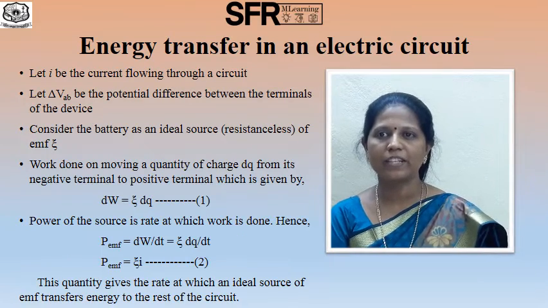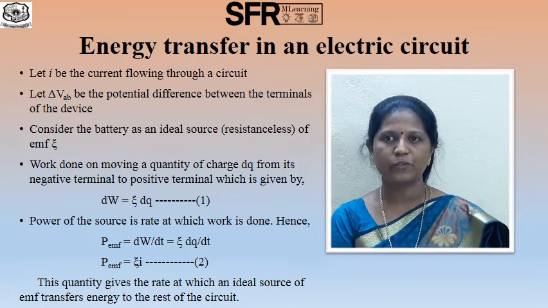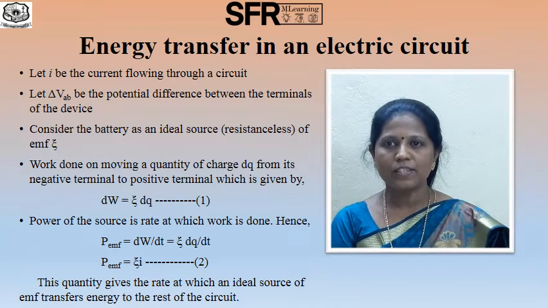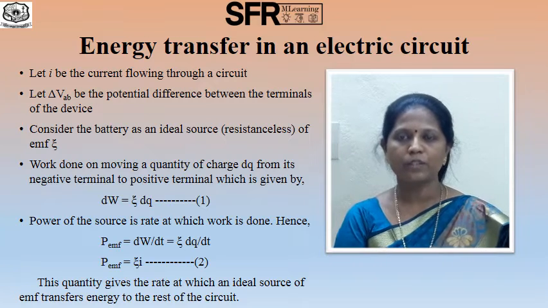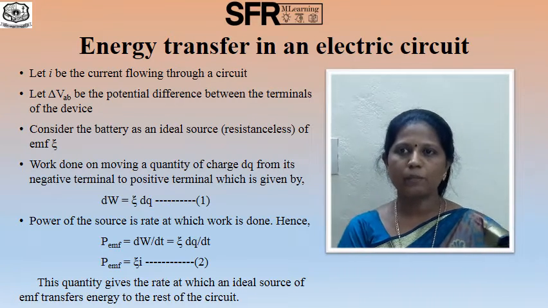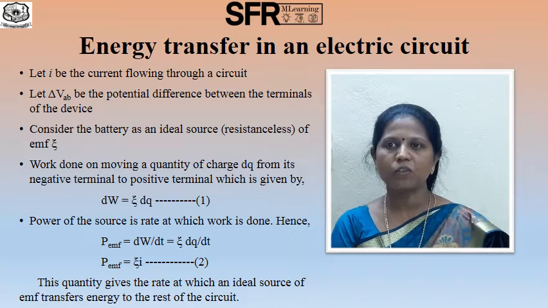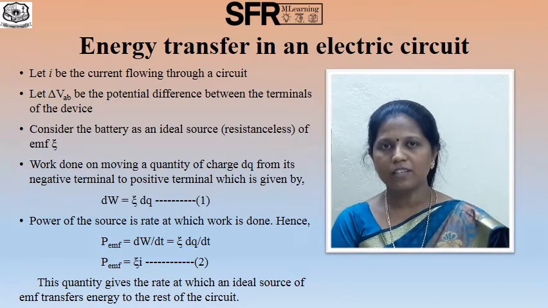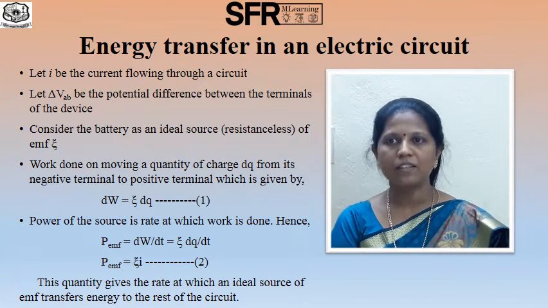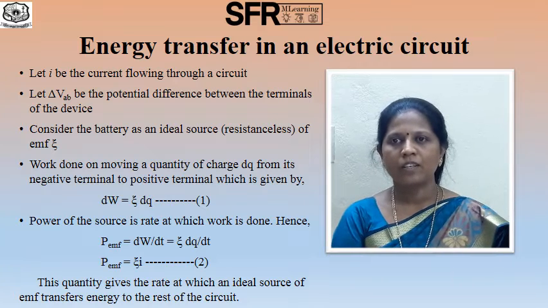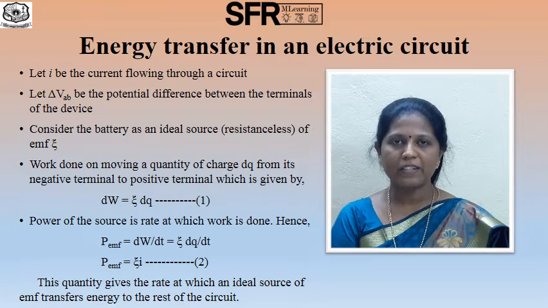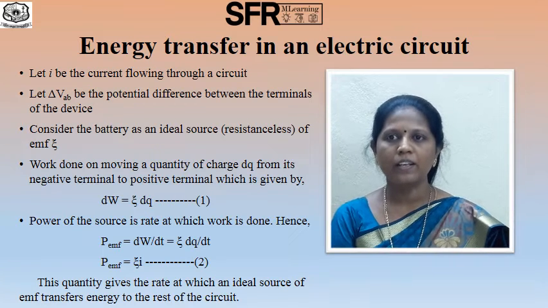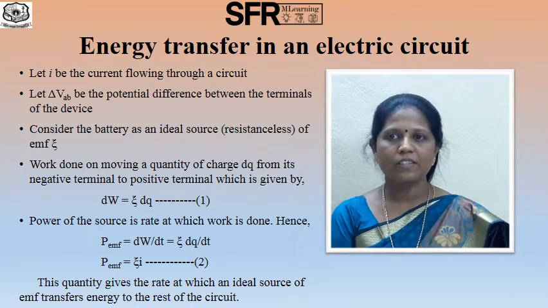Next, let us see about the energy transfer in an electric circuit. Consider a small circuit in which a current I is flowing. Let ΔV_AB be the potential difference between the terminals of the device. The circuit may contain a resistor, a battery, or any other device. Let us now consider a battery connected to the circuit, and it is considered as an ideal source.